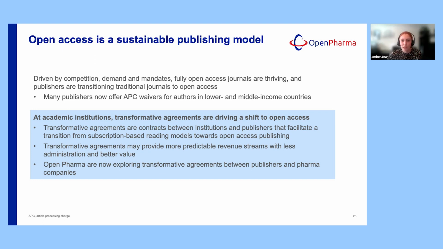income countries. In addition, transformative agreements have played a significant role in the shift to open access publishing at academic institutions. And for those who aren't aware, transformative agreements are contracts between institutions and publishers that facilitate a transition from the more subscription-based reading models towards read and publish open access models. And these agreements are expected to provide more predictable revenue streams with less administration and better value for both institutions and publishers. And interestingly, as of this year, Open Pharma are exploring logistics of transformative agreements between publishers and pharma companies now. So that'll be interesting to see where that goes.